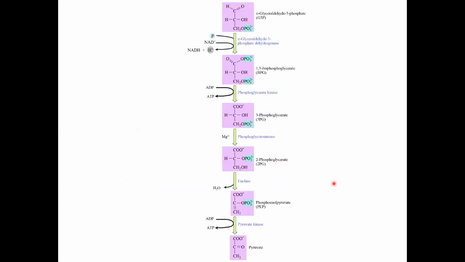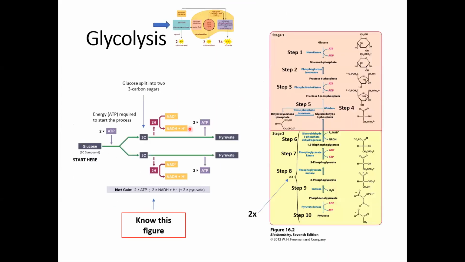And I'm going to go back to this schematic because I just went into a lot of detail. But remember, we start with glucose, 2 ATPs are used in step 1 and step 3. We end up with 2 3-carbon sugars, which is G3P.